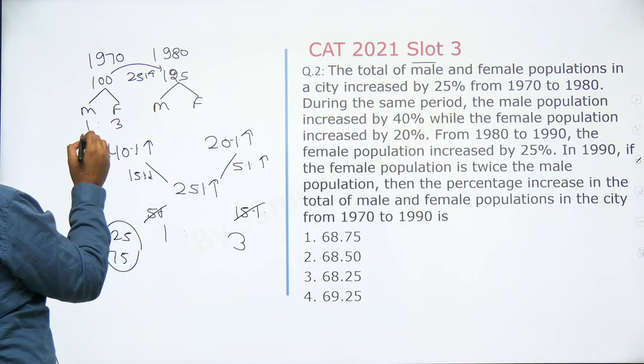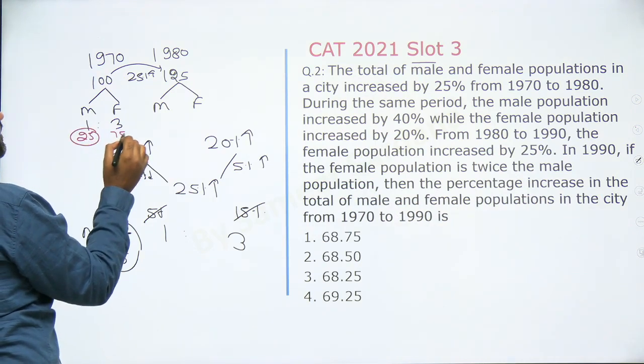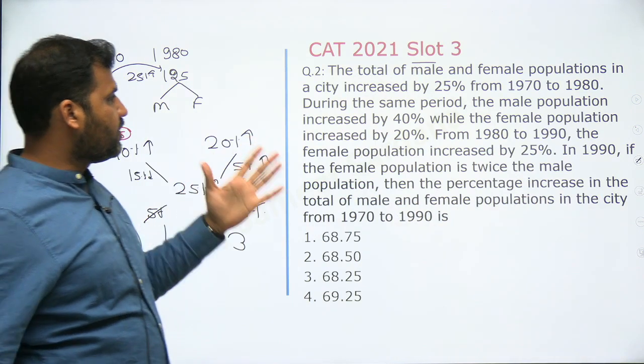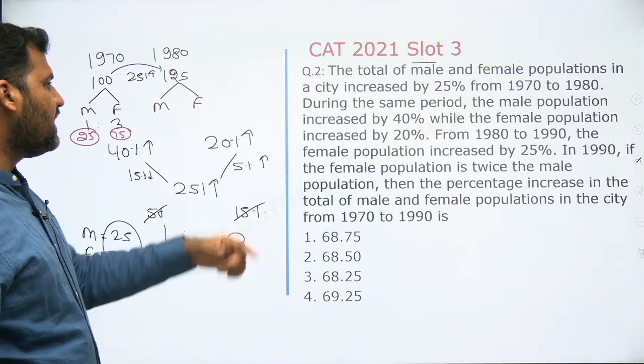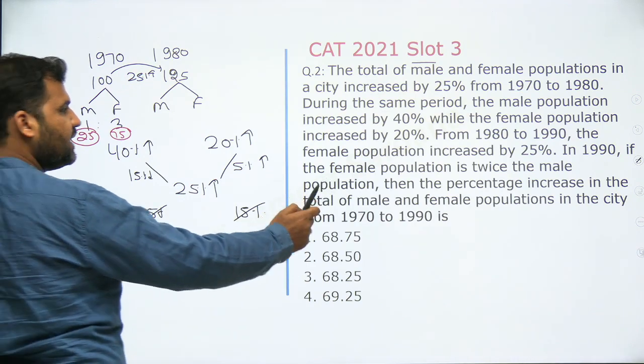So let me write down here, right? 25 male and 75 female. Now you see this? Now I can do the question quite easily, right? What you're supposed to find out is in 1990 the female population is twice the male population.